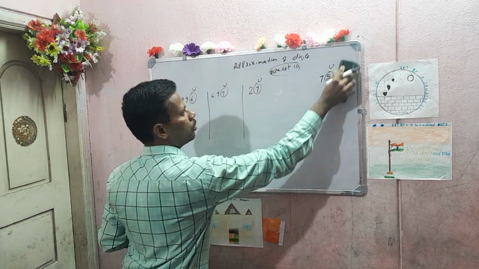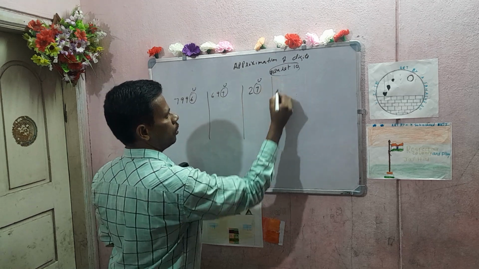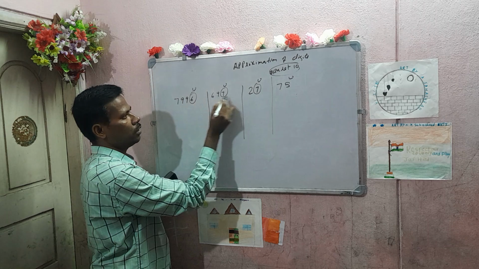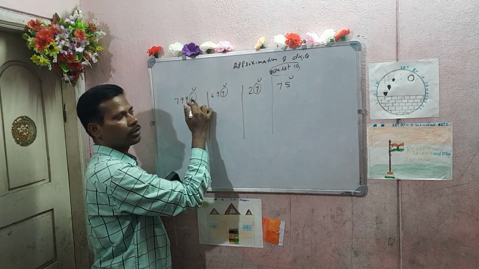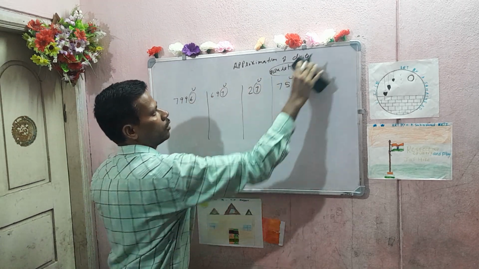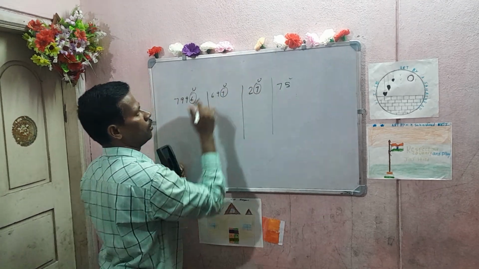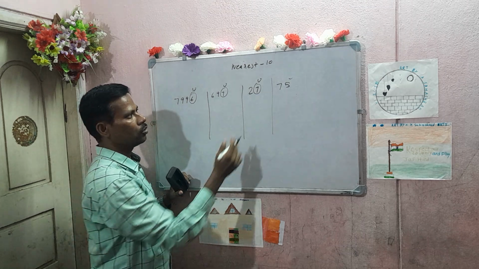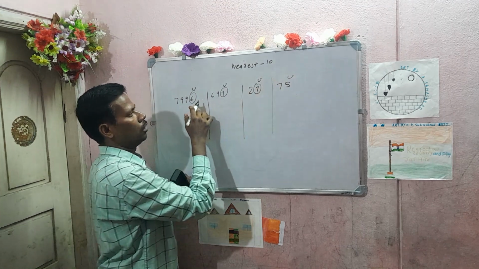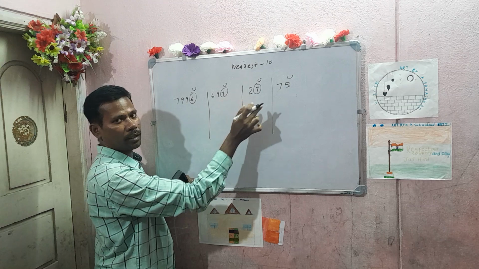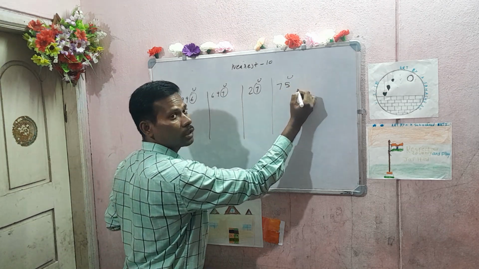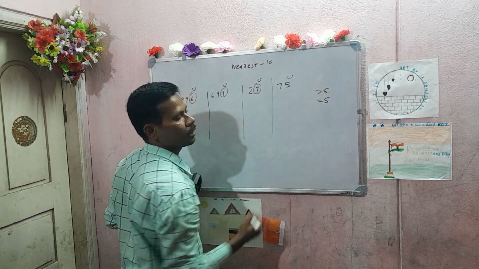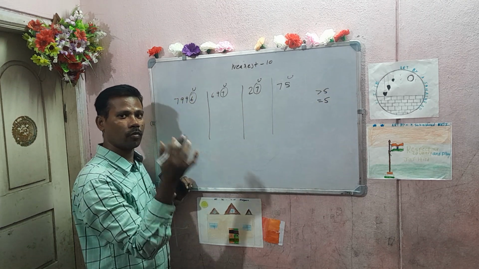Look at these examples. In all of these, the units place is greater than 5. See here, units place. We are rounding to the nearest 10. So in all these examples, the units place is greater than 5, or it is exactly equal to 5. Then also, greater than 5 or equal to 5.